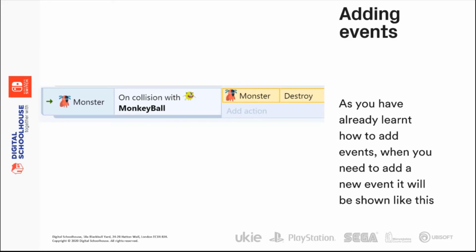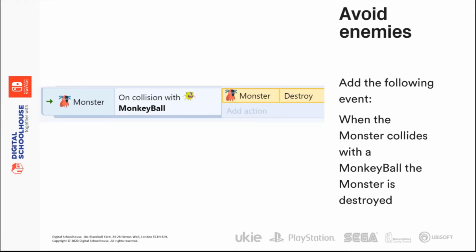So you've already learnt how to add an event. So from now on, I might just show you the events like this, and then I'll go through the steps of adding them as well. The first event that you're going to be doing is this event, which is when the monster collides with a monkey ball, the monster is destroyed.